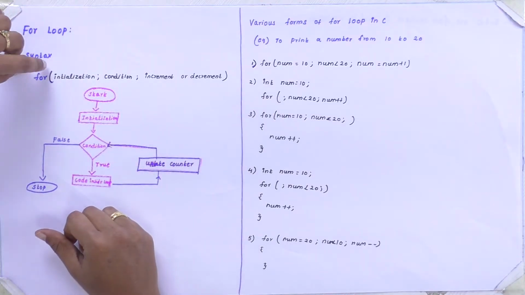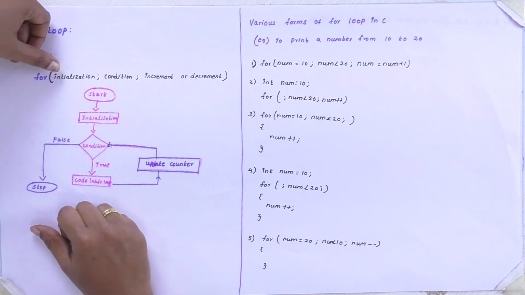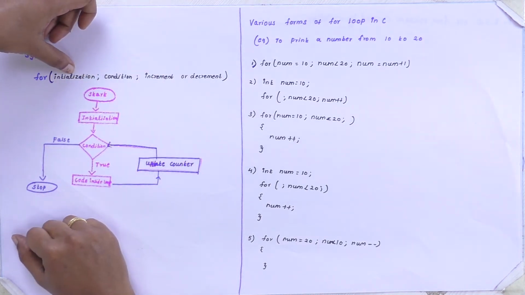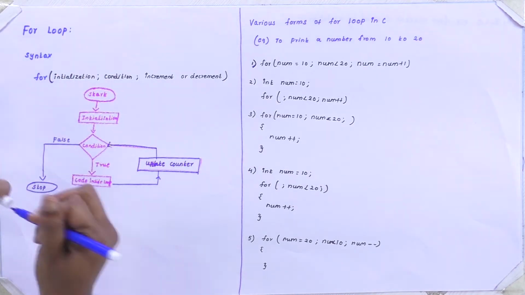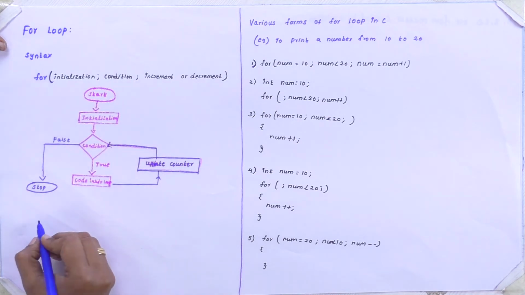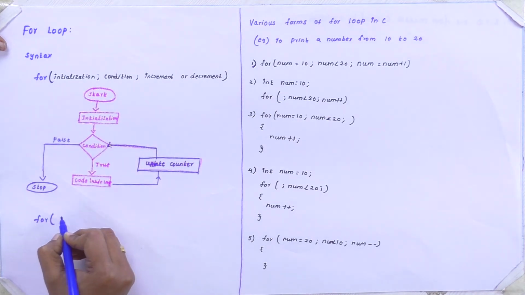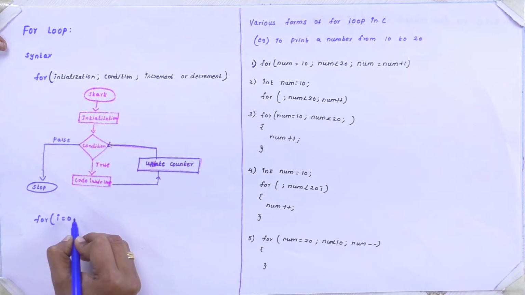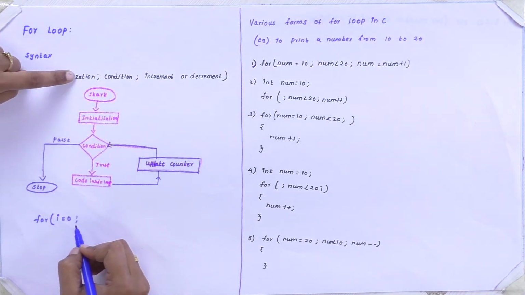First, for is a keyword. It will contain three sections. The first section will be the initialization section. Initialization section means when you are taking a value, i equal to 0. So it is called initialization.